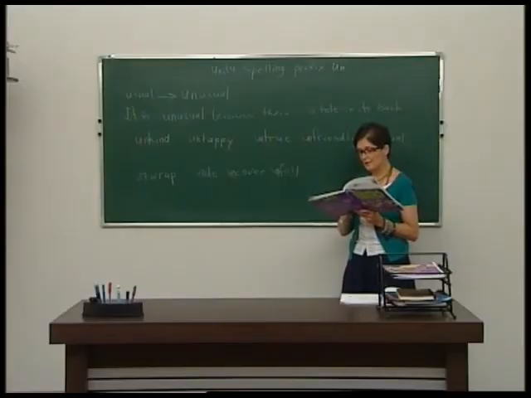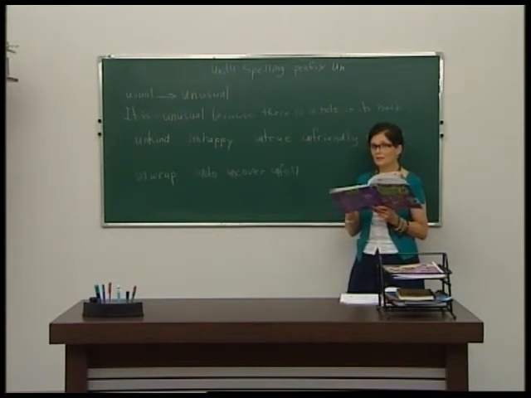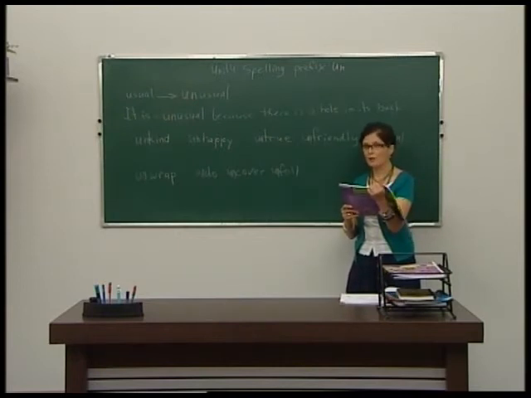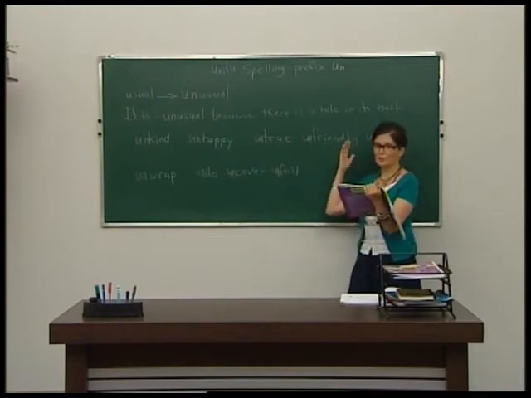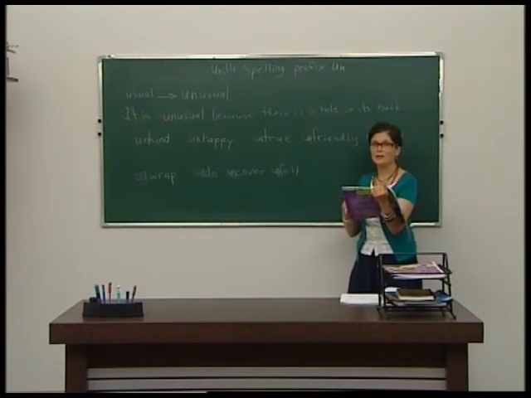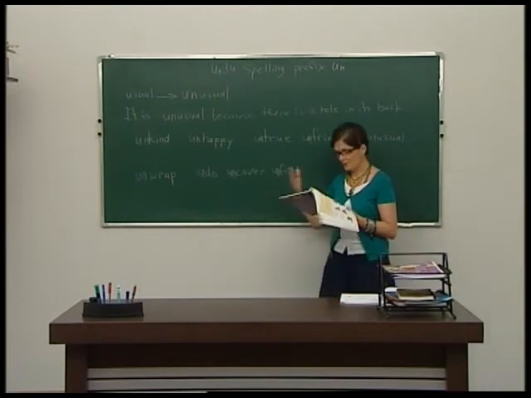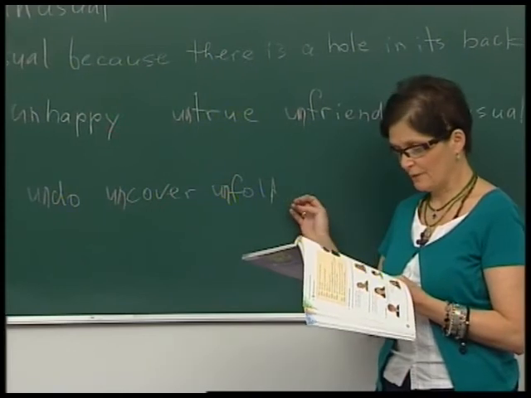This bird is something because it makes its nest under the ground. We know where birds make their nests. Not under the ground. And if the bird makes its nest under the ground, it's something very, very unusual. Unusual we use. Then we have the verbs here in the book: unwrap, undo, uncover, and unfold.